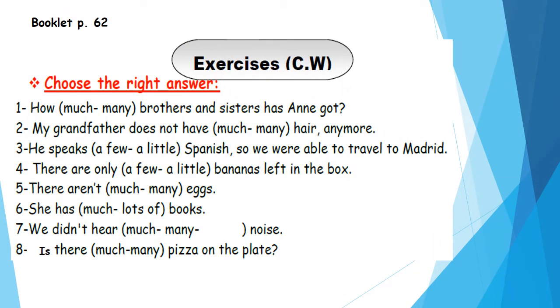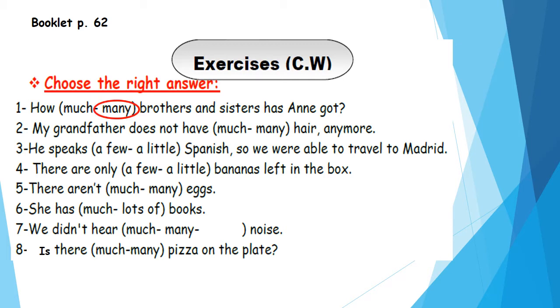Booklet, page 62. Classwork. Choose the right answer. Number 1. How many brothers and sisters has Anne got? Here, much is used for uncountable nouns and many is used for plural countable nouns. Here we have the nouns what? Brothers and sisters. Yes, we can count brothers and sisters. They are countable. So we'll use much or many?